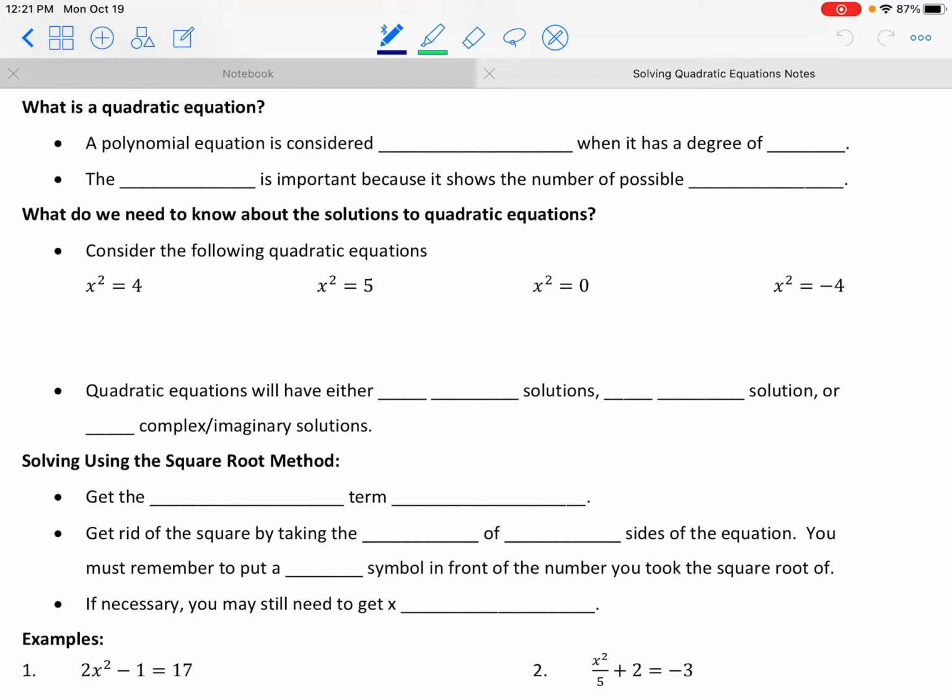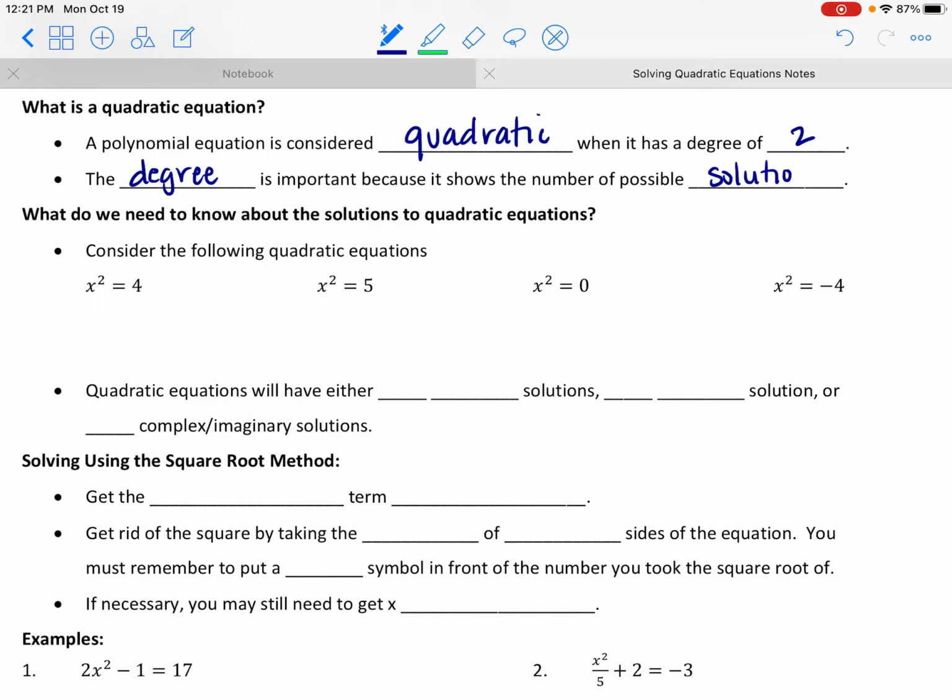Okay, so just to recap a little bit, what does it mean for an equation to be a quadratic equation? Well, it means that it has a degree of 2. So a polynomial equation is considered quadratic when it has a degree of 2. So it's got an x squared in it. And why is that important? Well, the degree is important because it shows us the number of possible solutions.